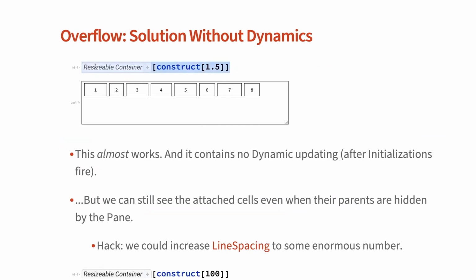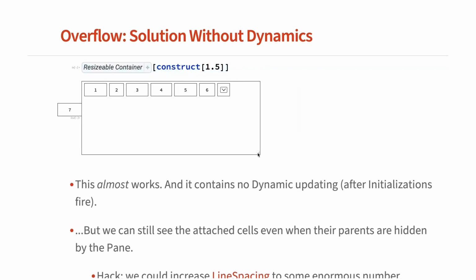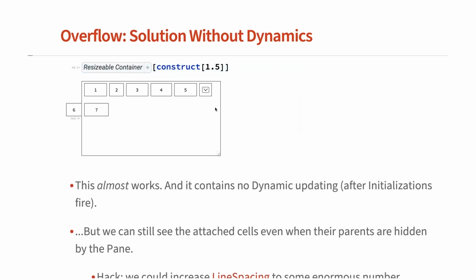And then again, I've put it in this resizable container. Okay, so let's see what happens. So I'm going to resize this, and yes, they're breaking away, and we have the overflow menu as expected. But the problem is that attached cells hover over everything. And so although the parents have indeed been hidden, the attached cells are still there, and so they're still visible.